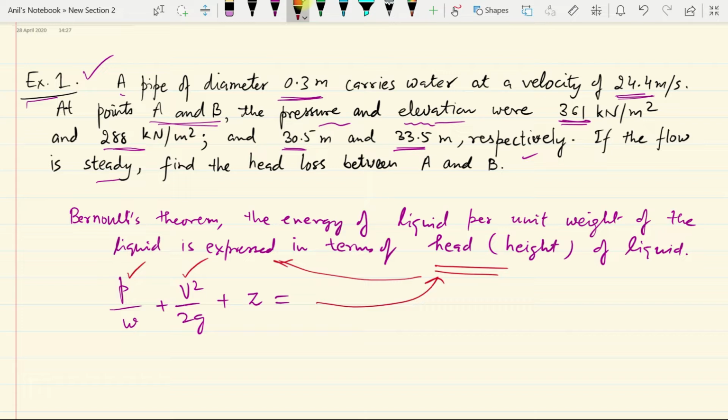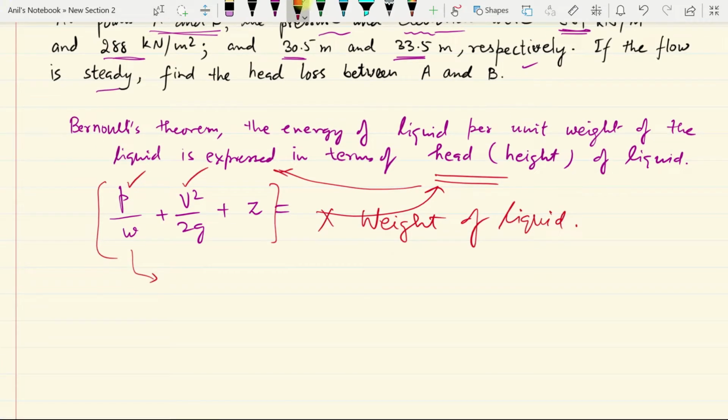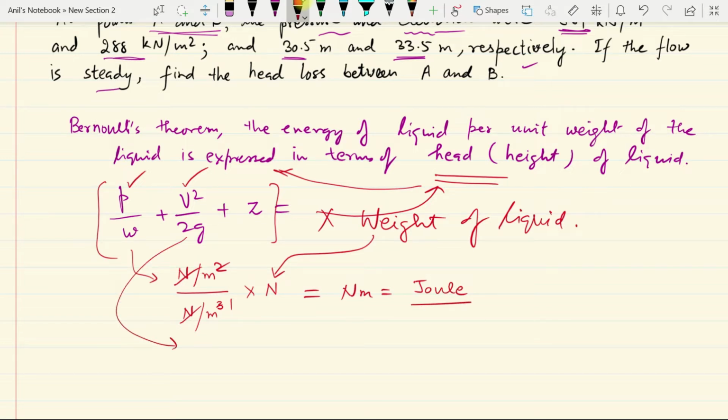So if we multiply this equation with the weight of the liquid, then what will we get? In the first term, P is pressure, which can be written as Newton per meter square, divided by W, which is specific weight, which is weight per unit volume, Newton per meter cube. If I multiply this with weight, which is expressed in terms of newtons, what will I get here? Newton meter, which is work done, like energy, it is joule. Similarly, if I take V square by 2g and multiply this with weight of liquid, again I will get the same thing, that is energy.